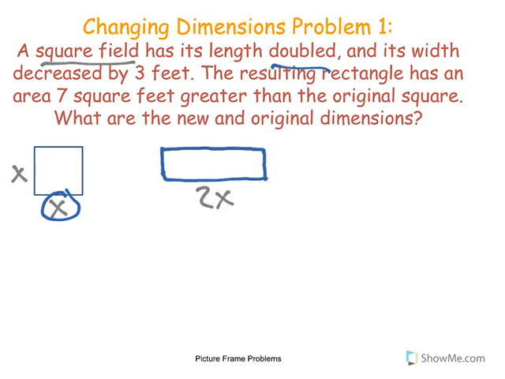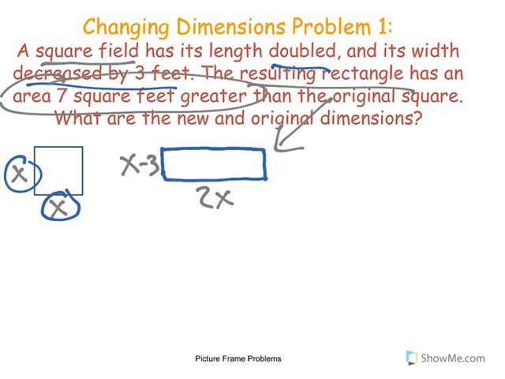And I had a width here also of x units, but that was decreased by 3, so I'm going to call that x minus 3. Now it says the resulting rectangle, which is here, has an area 7 square feet greater. So why don't we find the area of each of these? Well, the square obviously is going to be easy. The area of my square is x times x, which is x squared.